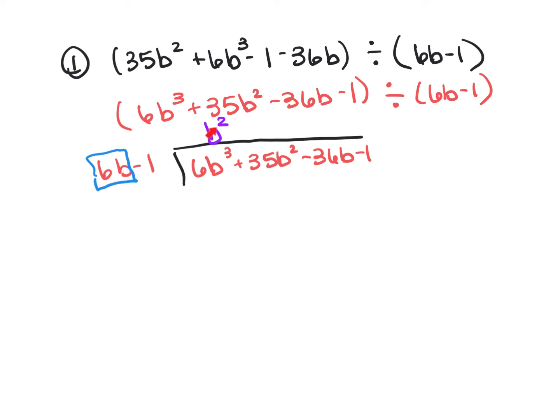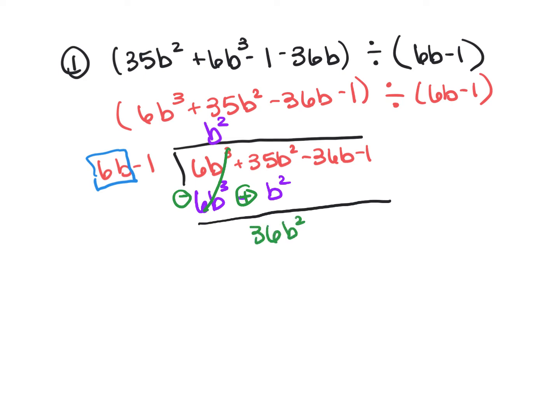So it'll be b squared times 6b. That's 6b cubed. And then b squared times negative 1 is a negative b squared. And so this part, you're going to subtract. So all that really means is you're going to flip your sign. I like to circle my flip so I know that I'm flipping it. So this was a positive, becomes a minus. This minus becomes a plus because you flipped it. These should cancel. 35b squared plus b squared is 36b squared.